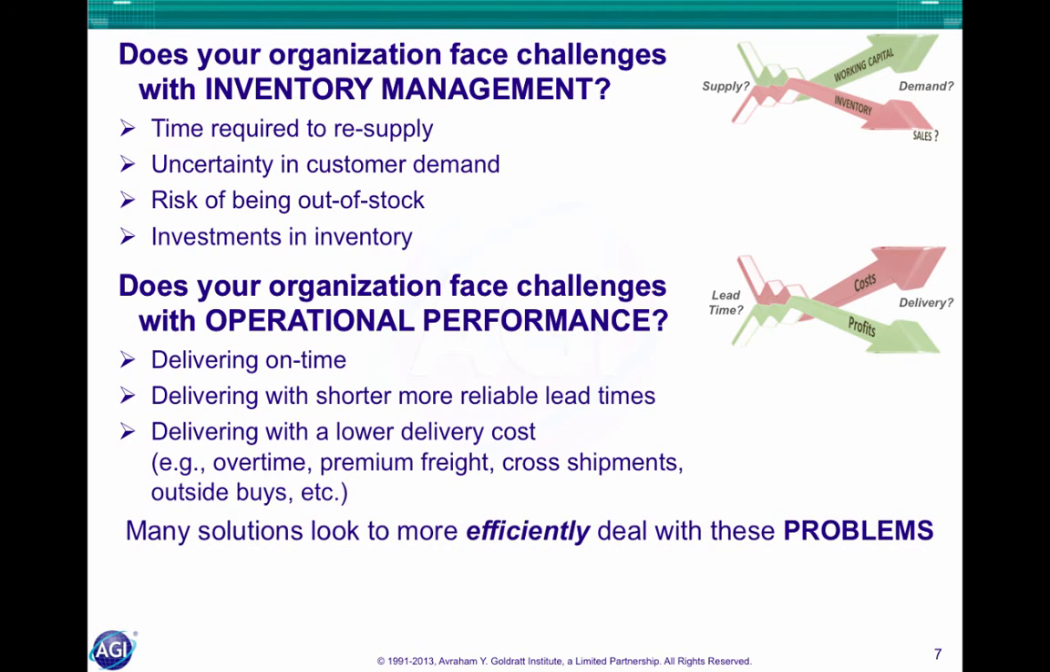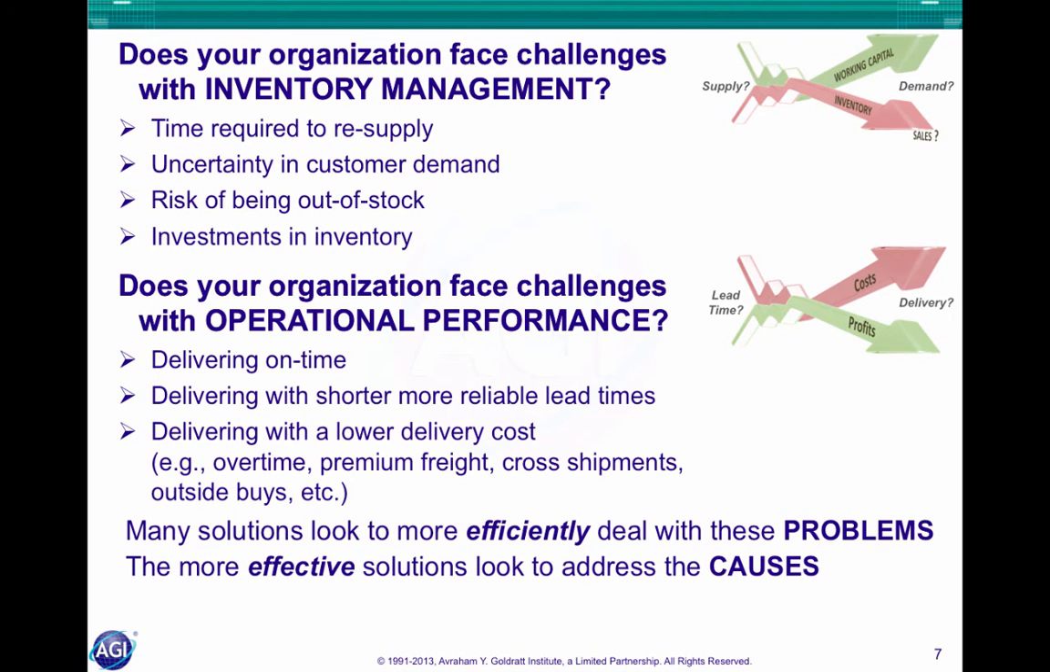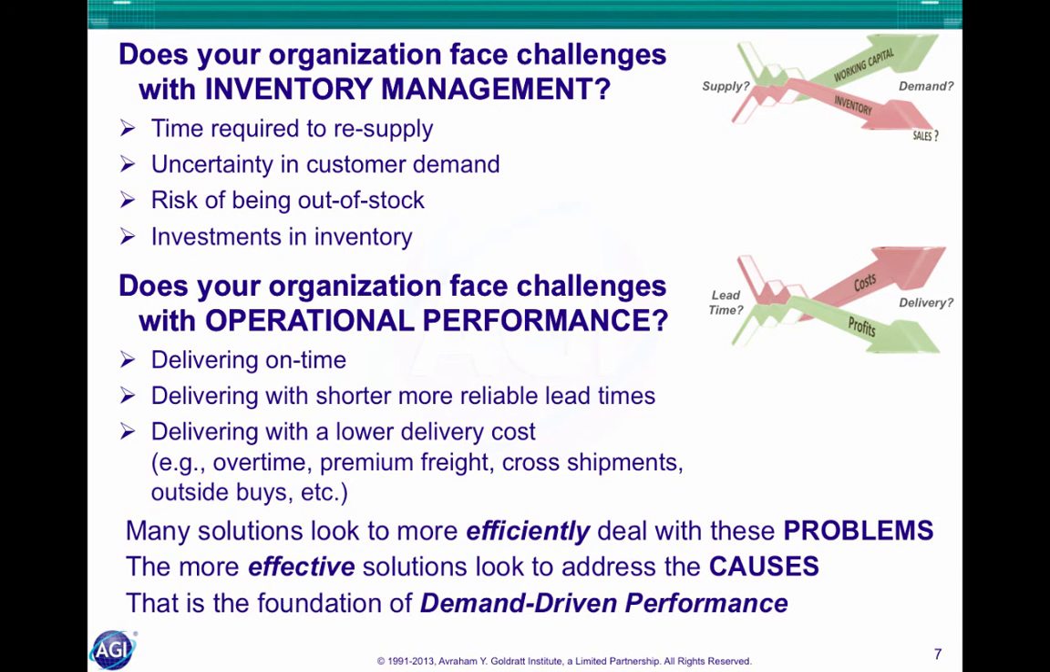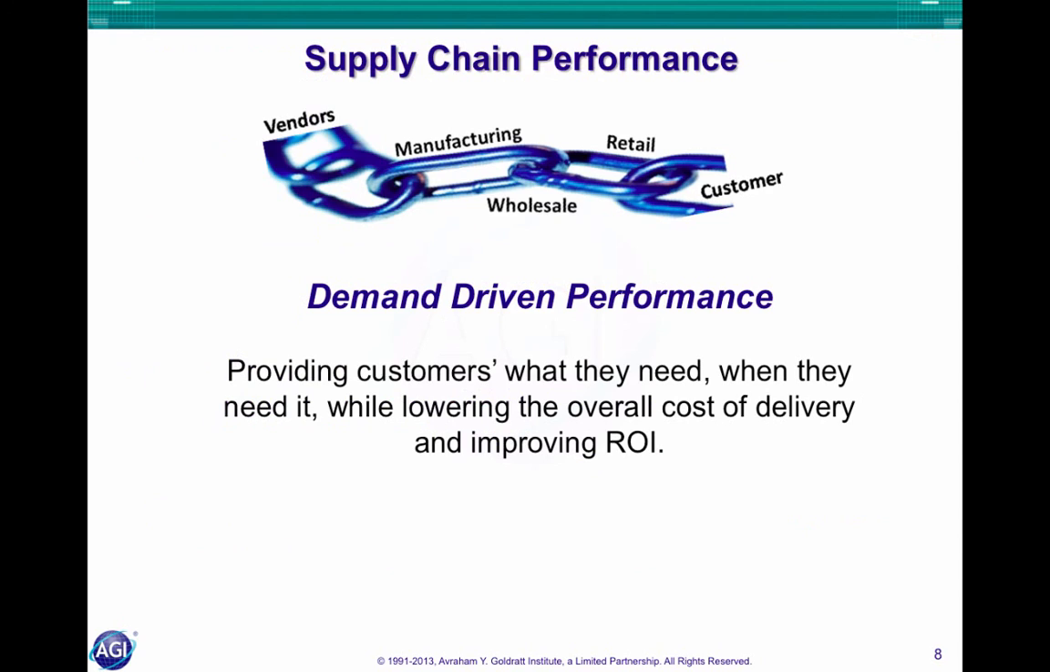When looking at solutions, you'll find many solutions look to deal with problems more efficiently, such as having real-time inventory information by location so that an out-of-stock condition at one location can be addressed using the available inventory from another location to satisfy customer requirements. The more effective solutions look to address the underlying causes of the problems and in doing so eliminate the problems. And that's the foundation of what we're going to talk about in terms of inventory management and demand-driven performance, which means providing customers what they need when they need it while lowering overall cost of delivery and improving return on investment.